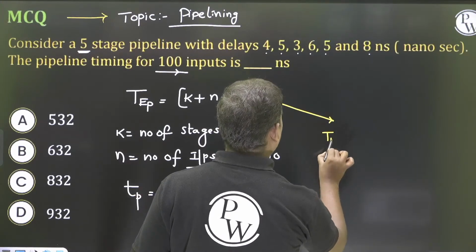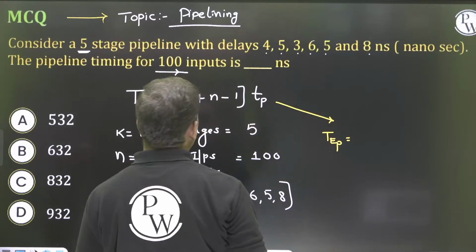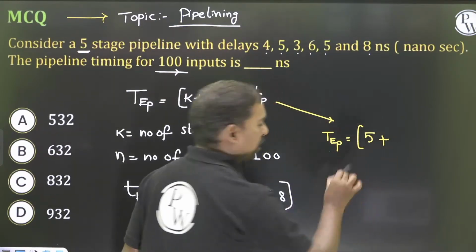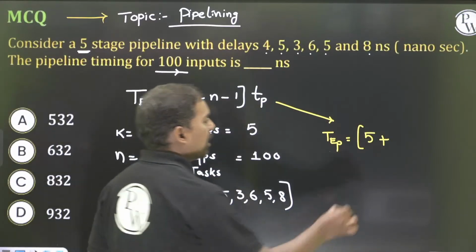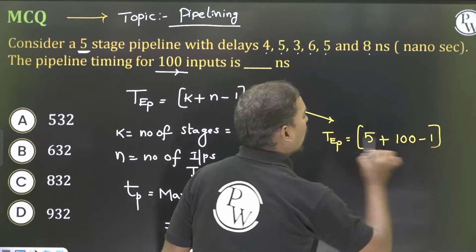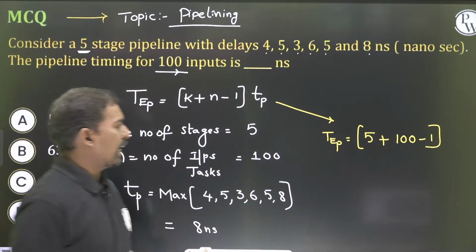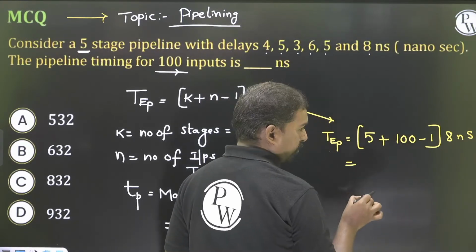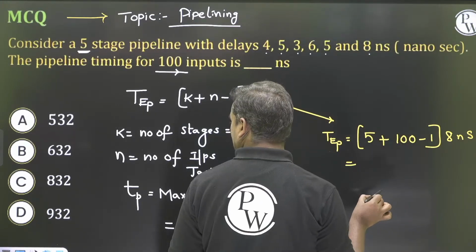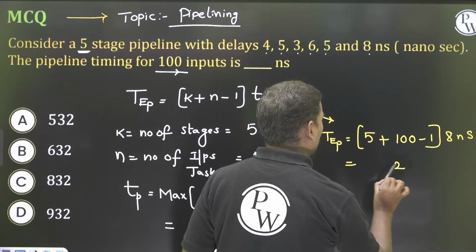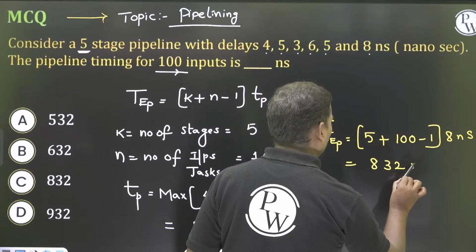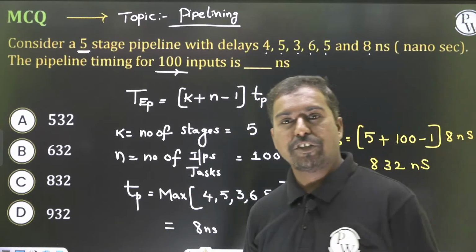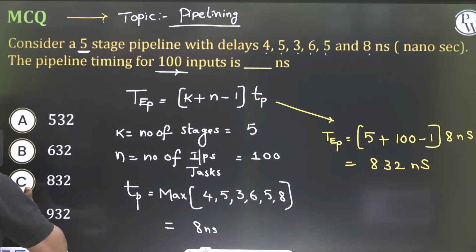The expected time of execution of pipelining will be given as (K + N - 1) times the pipelining time, where K is the number of stages, that is 5, N is the number of tasks, that is 100, and the pipelining time is 8 nanoseconds. So how much is the answer? 99 plus 5 is 104. 104 into 8 is 832. I think 832 nanoseconds is the right answer. Am I right? 832 nanoseconds is option C.